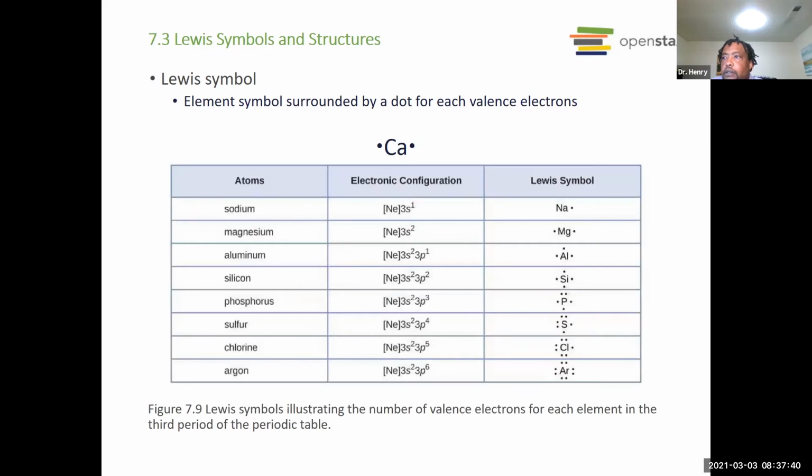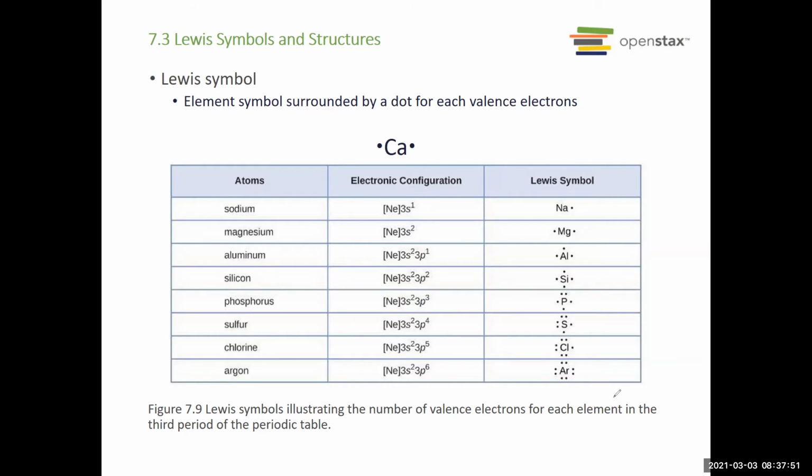Okay, and so this table just basically shows you that here's our electron configuration and here are the dots around it. Simple, it's real simple, right? Not too hard. Yeah, so is there a certain order you have to put the dots in?